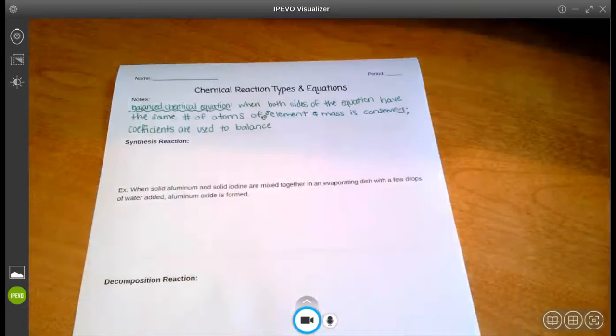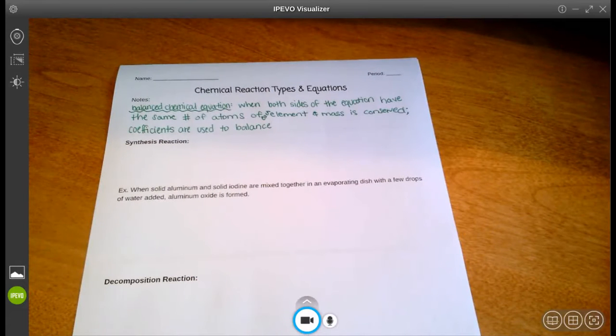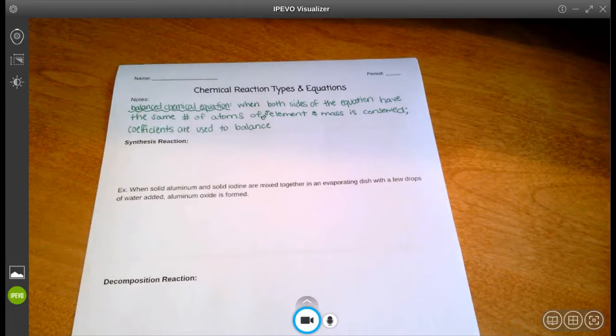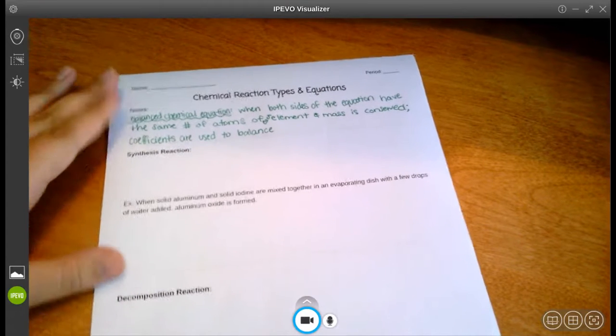Okay, so we know that a chemical equation just uses the formulas and symbols to represent the reactants and products. A balanced chemical equation, same thing, but we're just ensuring that we have the same number of atoms on each side. So today we are specifically going to be talking about synthesis reactions. Synthesis reactions are pretty straightforward and hopefully you get them pretty quickly. So let's define what a synthesis reaction is.